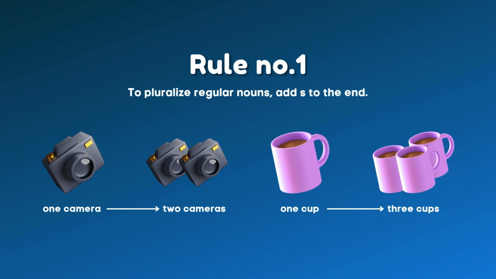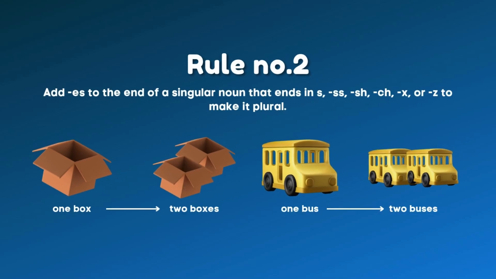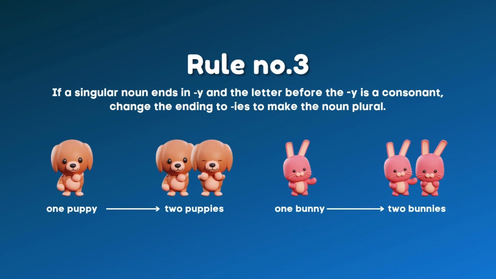Rule 1. For most nouns, just add s. For example, one camera, two cameras, one cup, three cups. Simple. Rule 2. If a noun ends with s, sh, ch, x, or z, add es. For example, bus ends in s, right? It becomes buses. And similarly, box becomes boxes. Just add es.